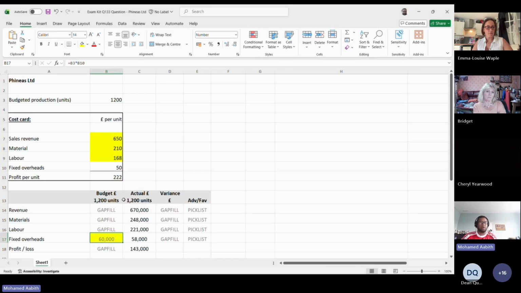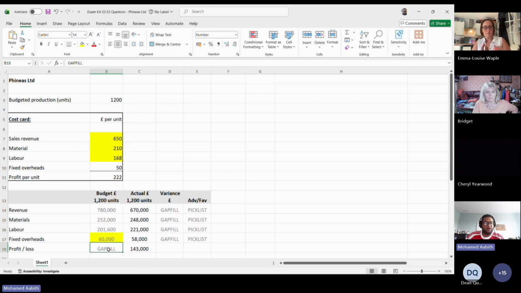So let's say here quickly, what is the total revenue? First is 1,200 units times the 650. I have 780,000 pounds. My materials, 1,200 times 210, 252,000. Labor, 1,200 times 168, and it gives you 201,600.